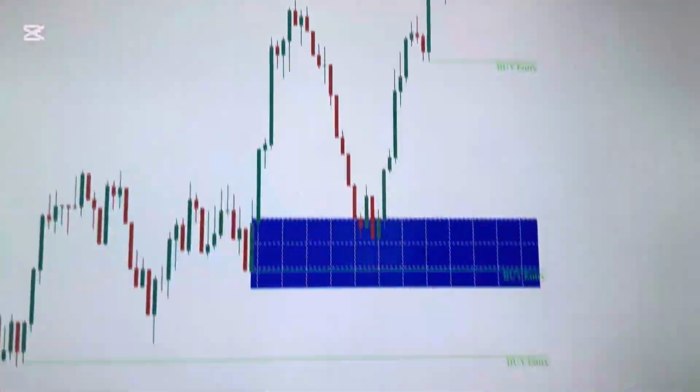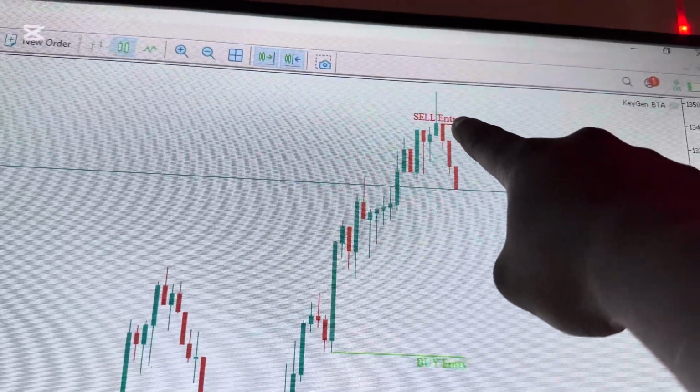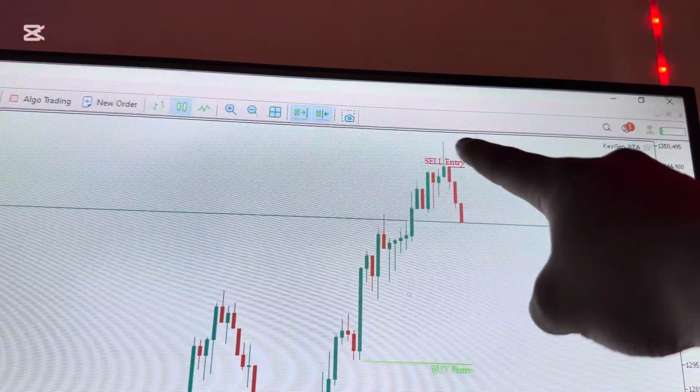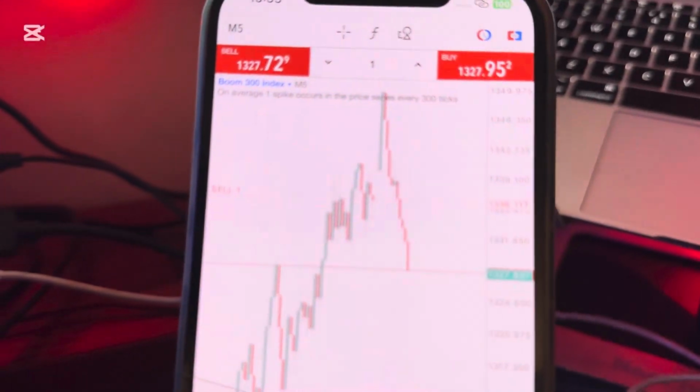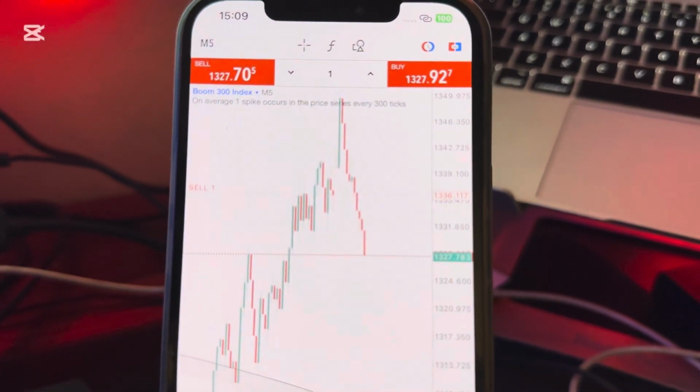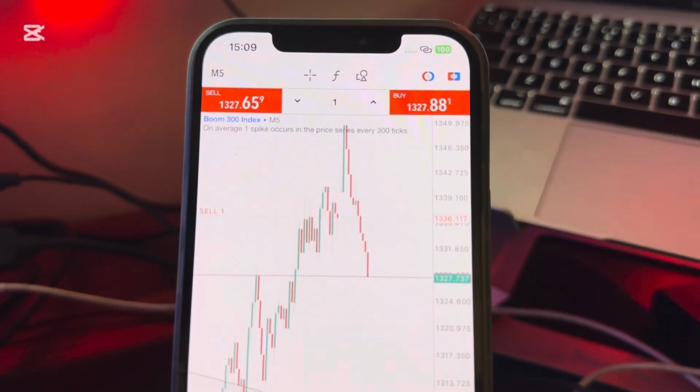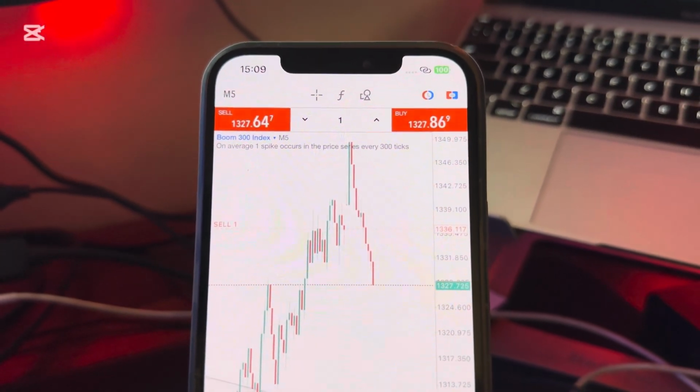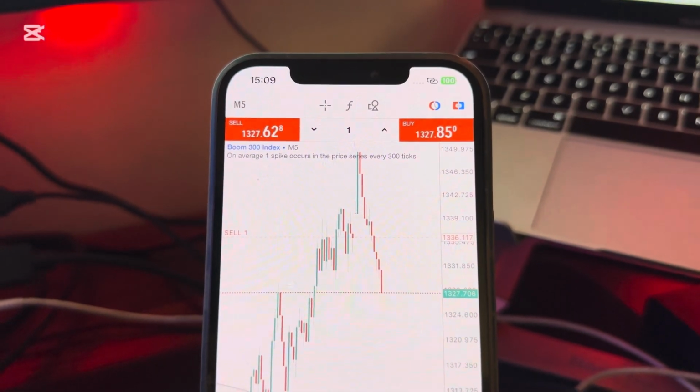Okay, quick update on Boom 300. We got the sell trade from the indicator, which is this sell trade that you see, that sell entry you see there. We got it from our indicator, and this is how it looks. We are deep in profit. It's been about 20 minutes or so, roughly 20 minutes straight into profit, zero drawdown.